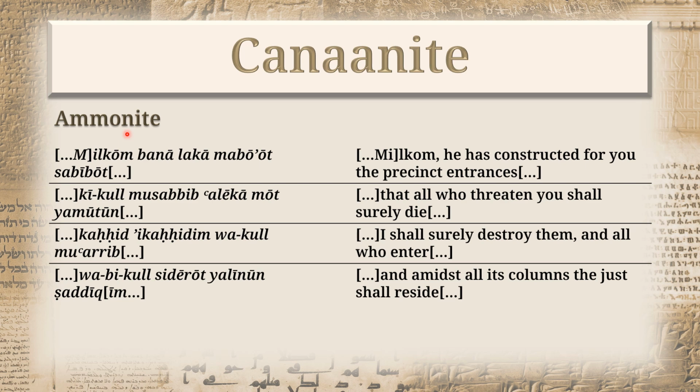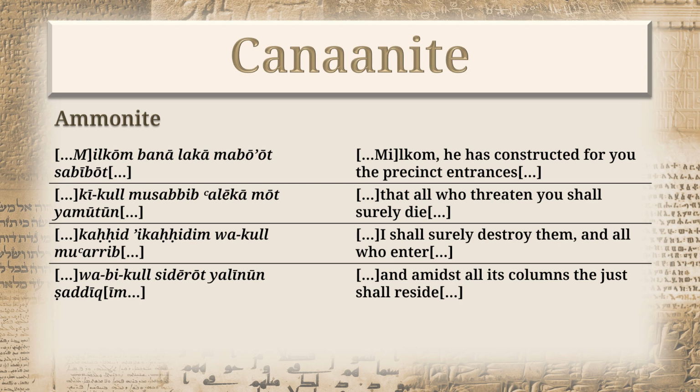Milkom bana laka maboot sabibot. Milkom, which is a god, a deity, he has constructed for you the precinct entrances. Ki kul musabbib aleka mot yamutun, that all who threaten you shall surely die. Kahidim wa kul mu'arrib, I shall surely destroy them and all who enter. Wabikul siderot yalinun tzaddiqim, and amidst all its columns the just shall reside. Okay, these are the first 4 lines.